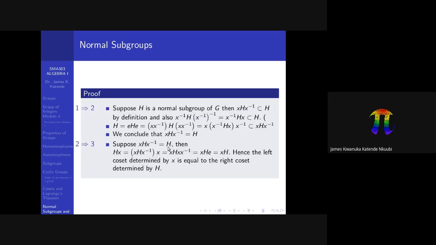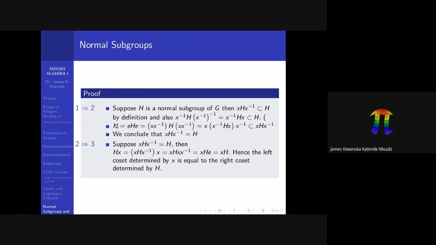So let's try the first one, to show that 1 implies 2. One tells you that H is a normal subgroup. So you suppose that H is a normal subgroup of G. Then by definition, this statement will be true: for any X I pick from G, XHX inverse will be a subset of H. And also using the same definition, X inverse H and the inverse of X inverse, which can be written as X inverse HX, will also be a subset of H. Again, this just follows from the definition of a normal subgroup.